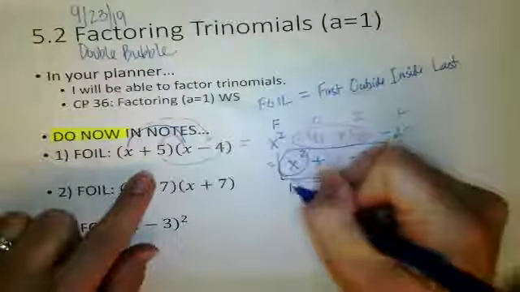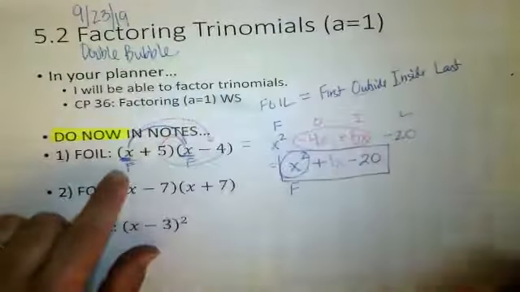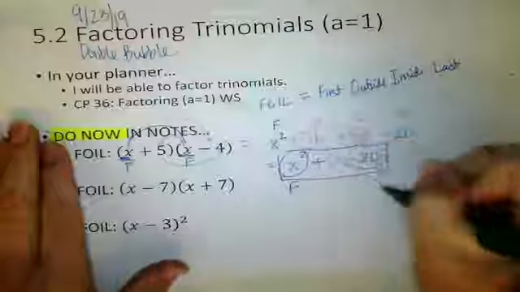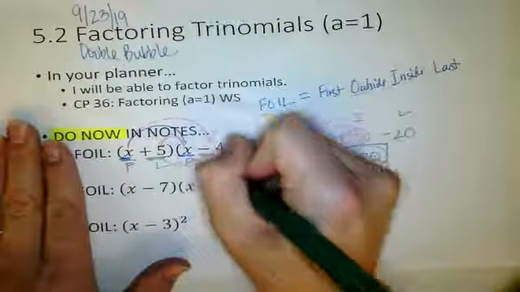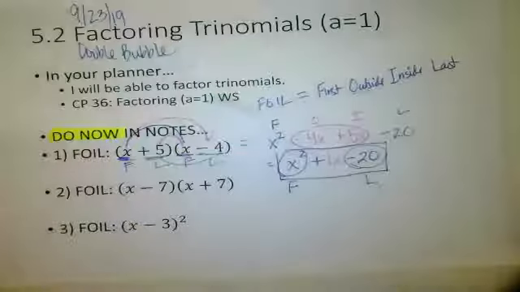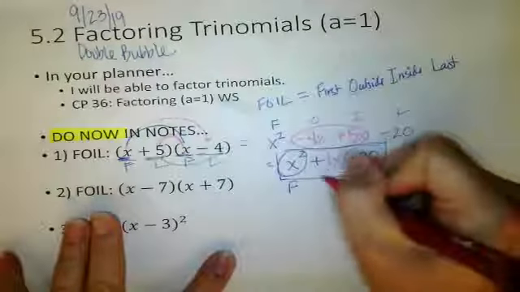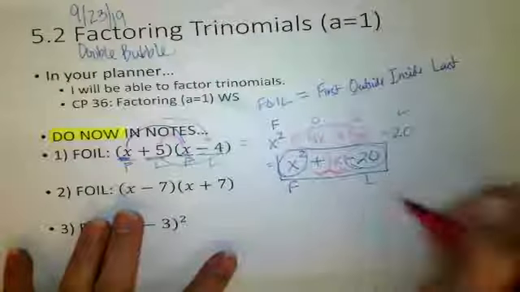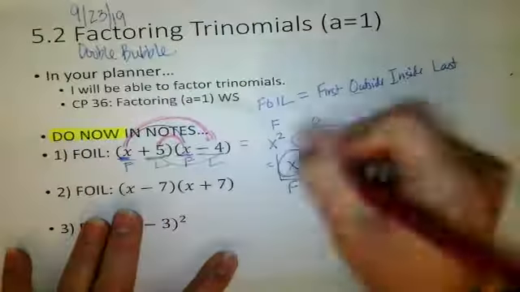This first term comes from first times first in those bubbles, always. And then this last term comes from the last times the last in those bubbles every single time. And if you do that, then you're almost done. The last thing that you need to do is figure out, did you get this middle term right? And the middle term comes from right here, the outside and the inside combined.